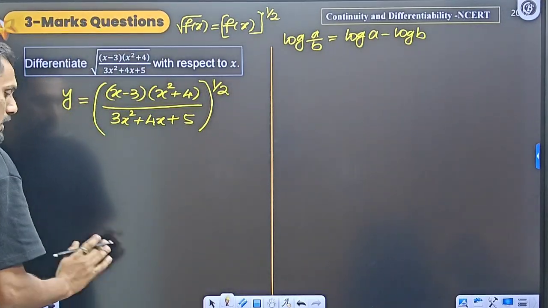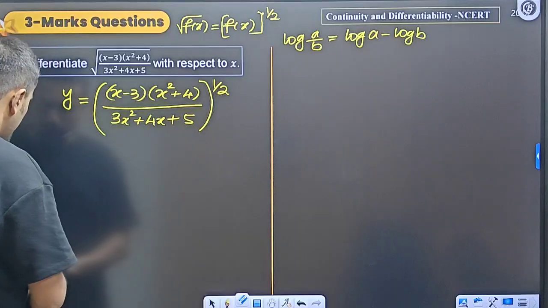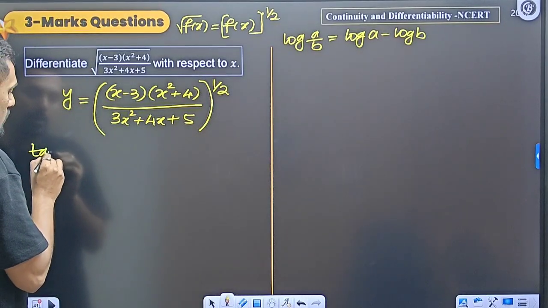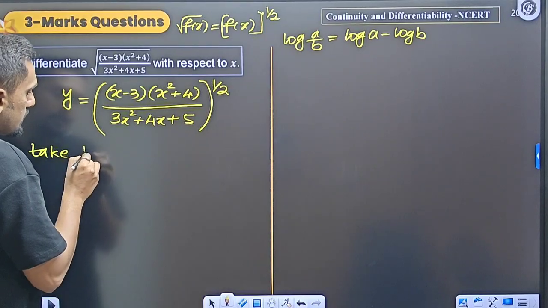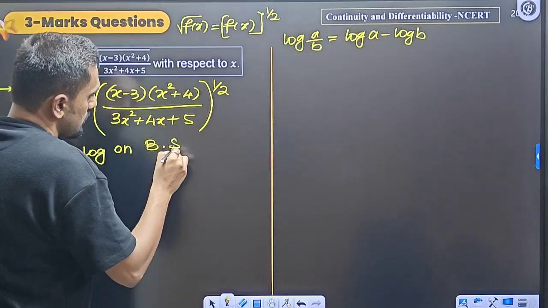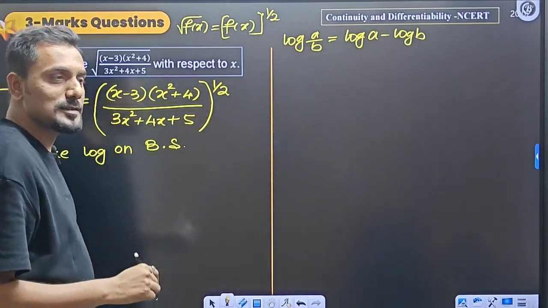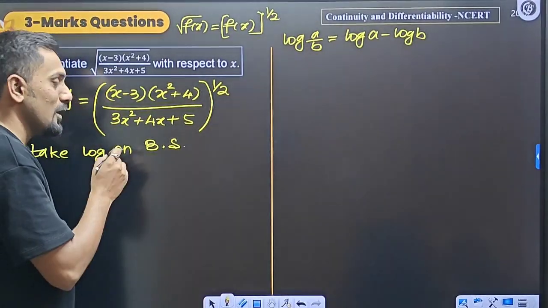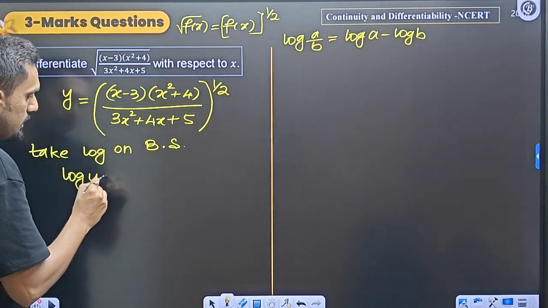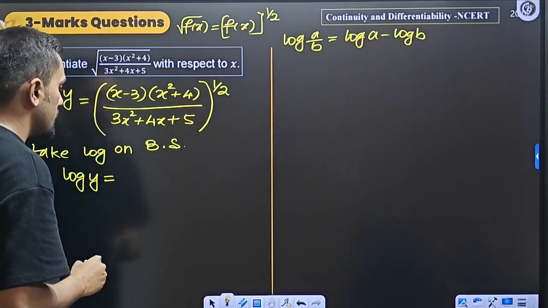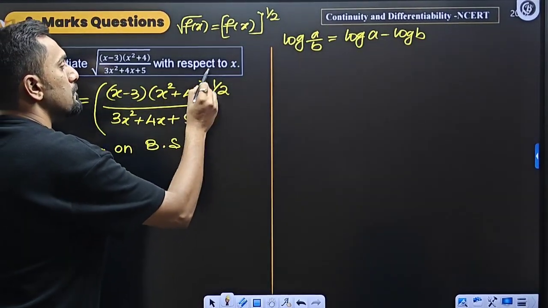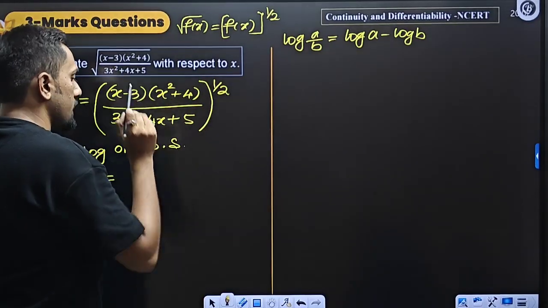So first I will use the rule log of a raised to b. First take log on both sides. Take log on both sides. Okay, it is not long, we have to take log, right? So log of y is equal to log of f of x raised to the power 1 by 2.